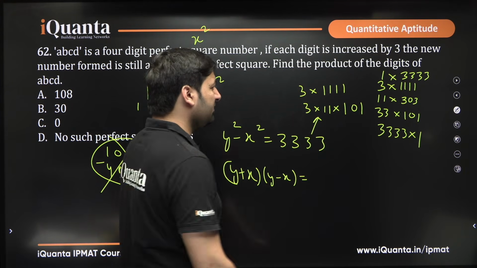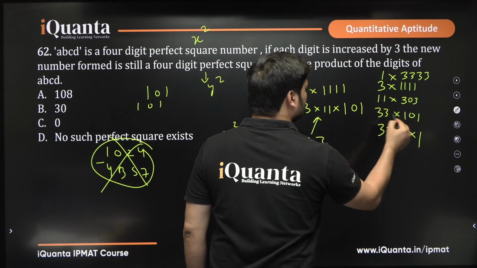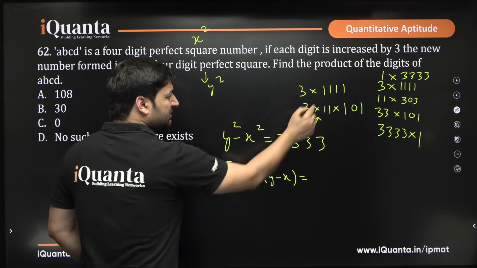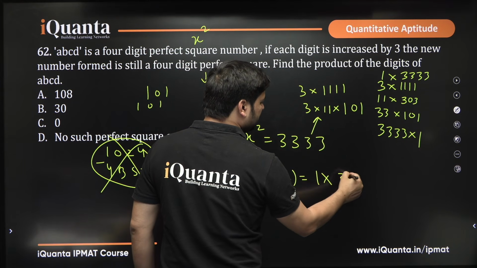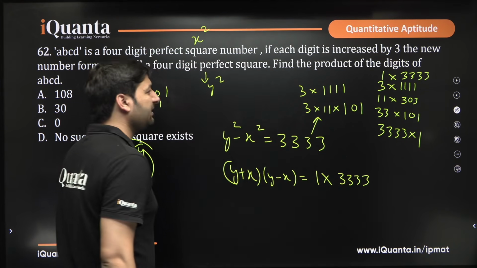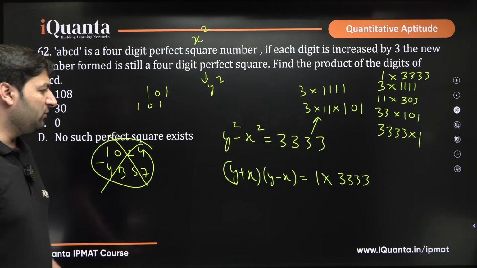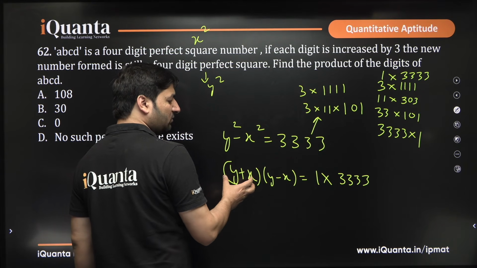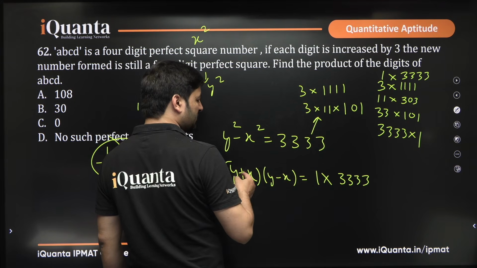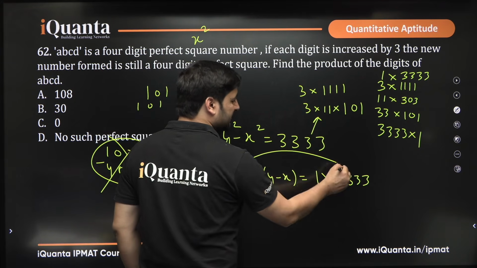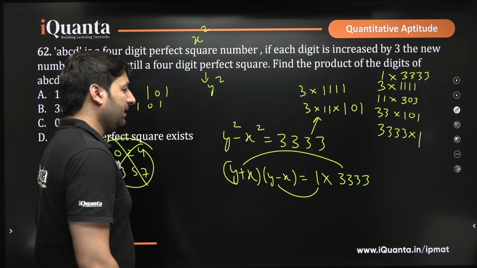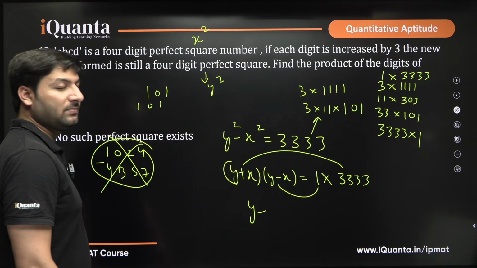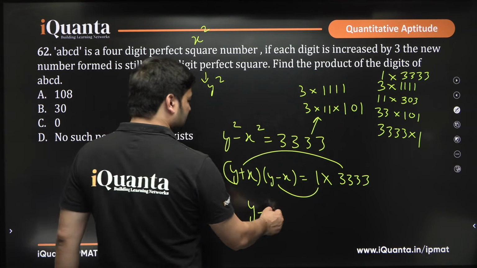Now, what do you know here? These are two numbers which have a product of 3333. So two numbers you can take 1 into 3333 first. What you have to do here now is, see, y plus x obviously will be a bigger number because this is addition of two numbers. y minus x will be a smaller number. So give the bigger value to y plus x, smaller value to y minus x. And if you add them both, you will get some value of y, and you will get some value of x when you solve both.